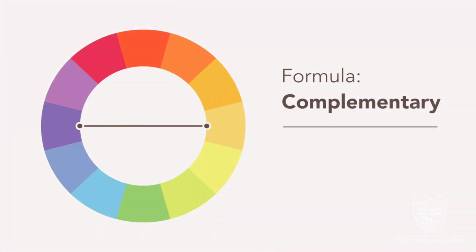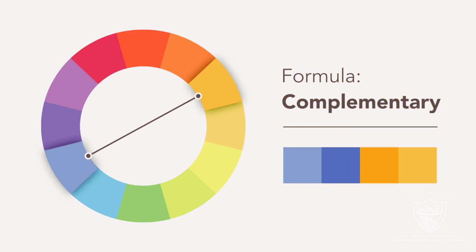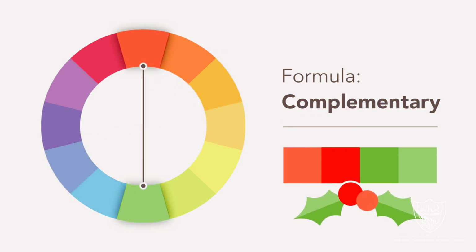Complementary colors are opposite each other on the wheel, for instance, blue and orange, or the classic red and green. To avoid complementary color schemes that are too simplistic, add some variety by introducing lighter, darker, or desaturated tones.